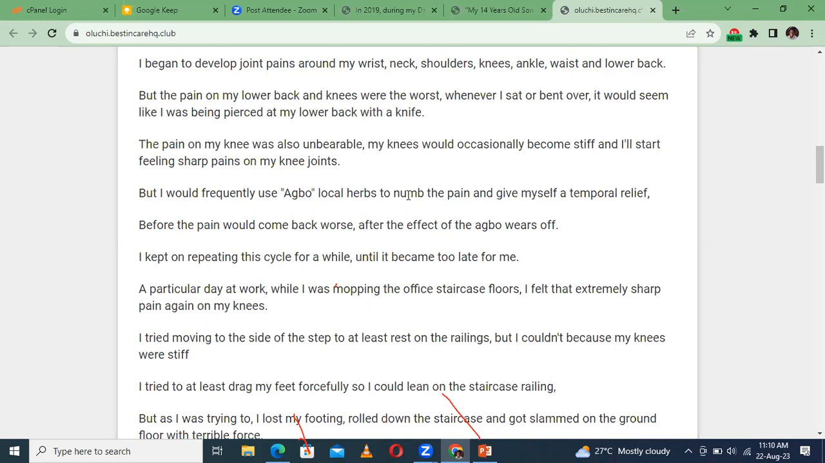But I would frequently use agbo, local herbs, to numb the pain and give myself temporary relief. Before the pain would come back worse, after the effect of the agbo wears off. I kept on repeating this cycle for a while until it became too late for me. One day at work, while I was mopping the office staircase floor, I felt an extremely sharp pain in my knees.